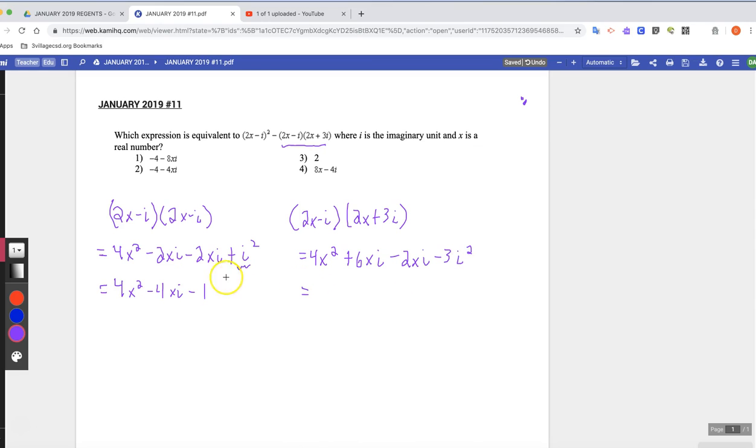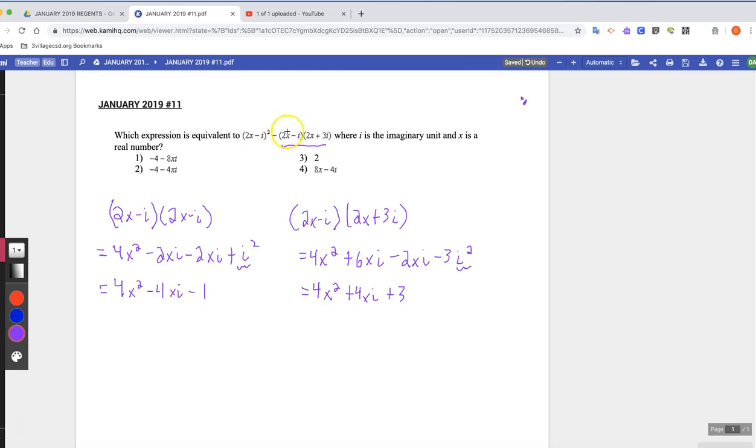And as I did when I FOILed out (2x minus i) squared, I combine like terms over here, in particular 6xi minus 2xi, we can combine those together to get plus 4xi. And remember, i squared is equal to negative 1. When we pull that negative 1 out from i squared, that's being multiplied to negative 3, which would be negative 3 times negative 1, which would give us positive 3.